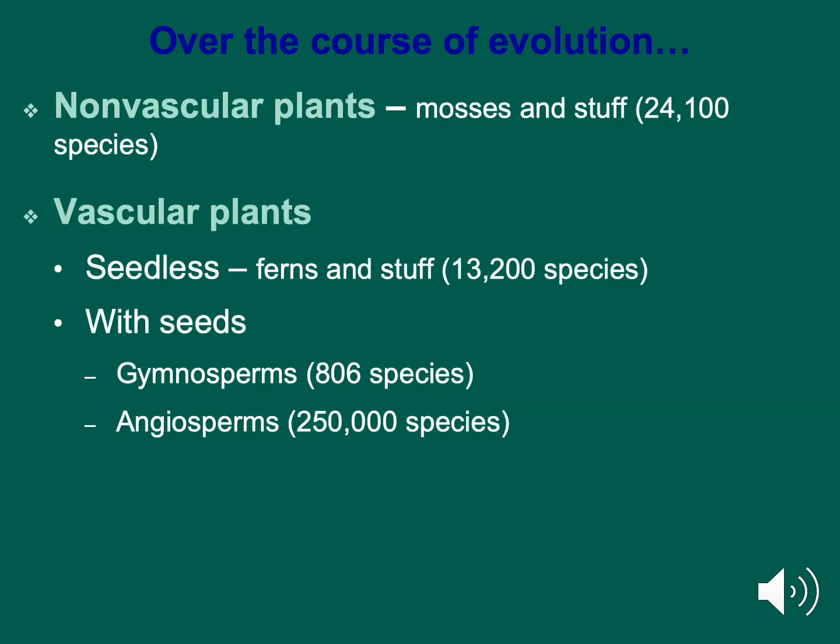So over the course of evolution, you had your non-vascular plants, mosses and things, and then they evolved to have some vasculature. However, at this point, they still did not have seeds. Their reproduction was a little bit different. Over time, seeds developed, and then you had more complicated plants called Gymnosperms and Angiosperms.